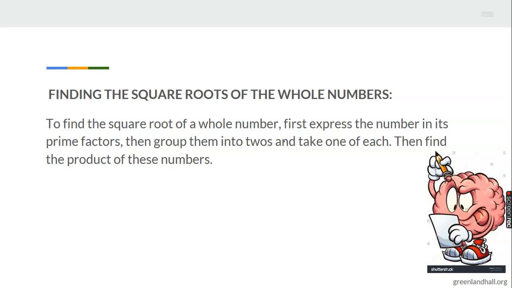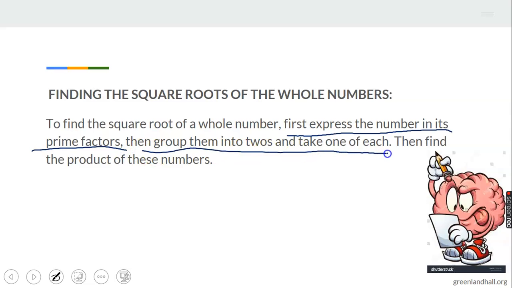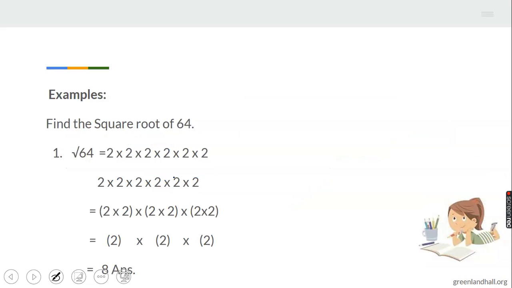Now, to find the square root of a whole number, the first thing we have to do is express the number in its prime factors. Then you group these numbers in twos. Then you take one of each. After that, you find the product of the numbers you have taken. Now, this is going to make a whole lot of sense for you. I like solving things because it gives me a better perspective of what we are doing. Once you see the examples, it becomes clearer to you.